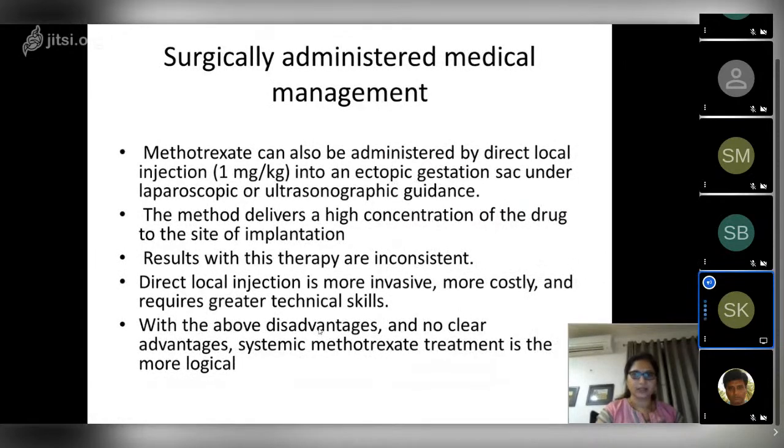Now, regarding surgically administered medical management, methotrexate can also be administered by direct local injection, that is 1 milligram per kg, into an ectopic gestational sac under laparoscopic or ultrasonographic guidance.